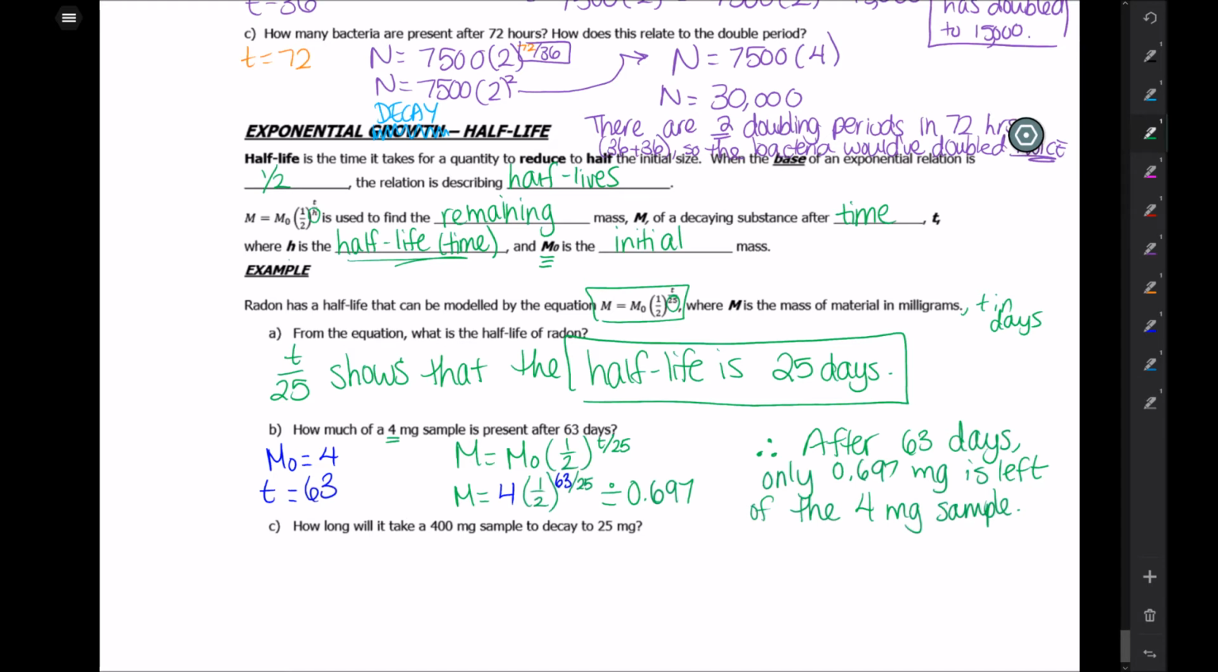Okay, all right, and then our last question says, how long will it take a 400 milligram sample to decay to 25 milligrams? So this one's a little bit different. So here we know that the initial amount is 400 milligrams, okay? And we know that the new amount is going to be 25 milligrams. So this time what we want to do is figure out how many half-lives.